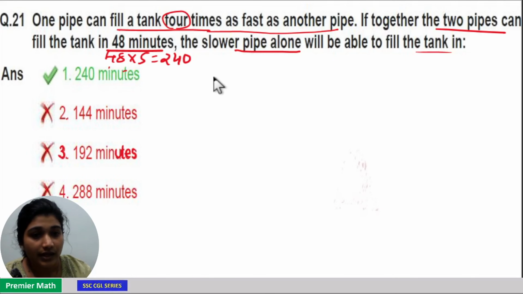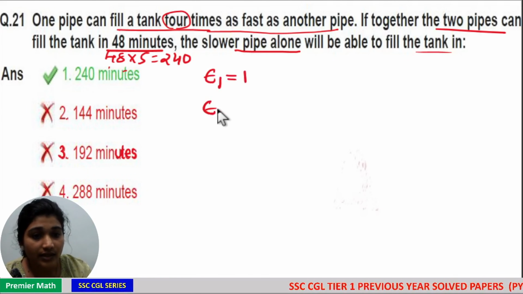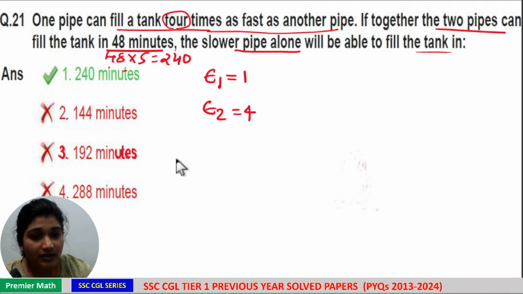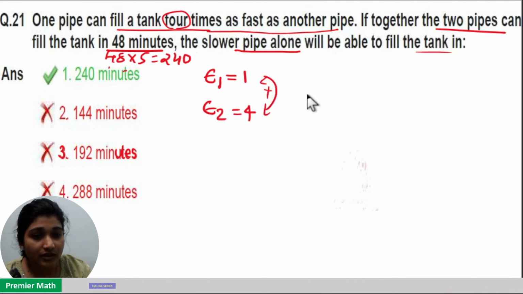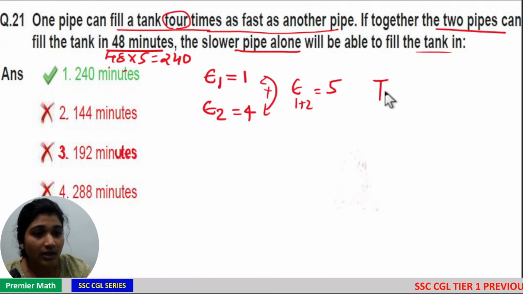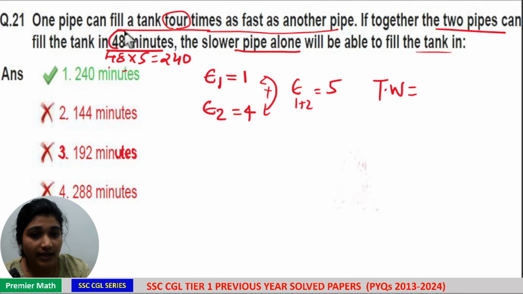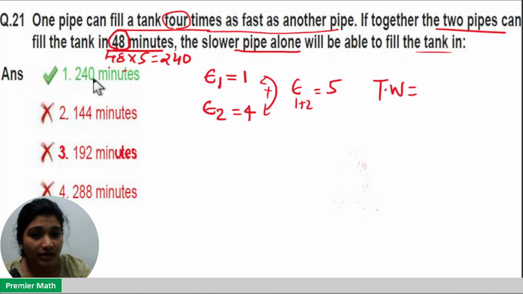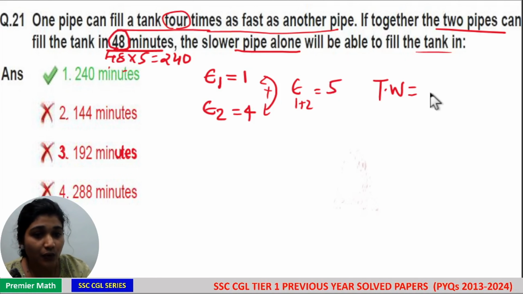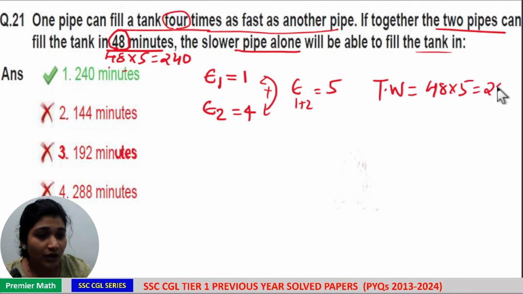Here the efficiency of the first pipe, or slower pipe, is 1 unit, then the efficiency of the faster pipe, the second pipe, is 4 times faster than the slower pipe. Then total efficiency of these two pipes is equal to 4 plus 1, 5 units, which means total work. When these two pipes work together, they take 48 minutes to complete the work, which means in 48 minutes, 48 into 5 units is completed. In 1 minute, 5 units of work is completed. So in 48 minutes, 48 into 5, 240 units is completed.